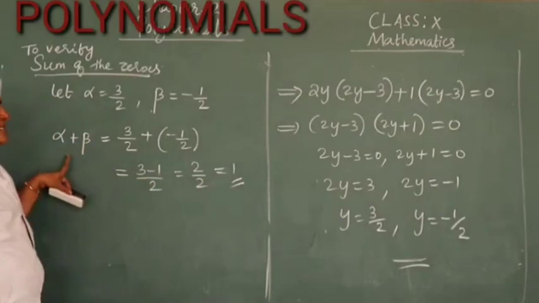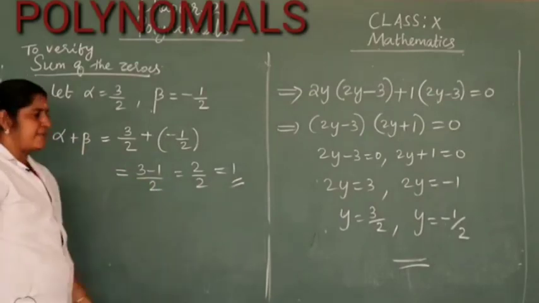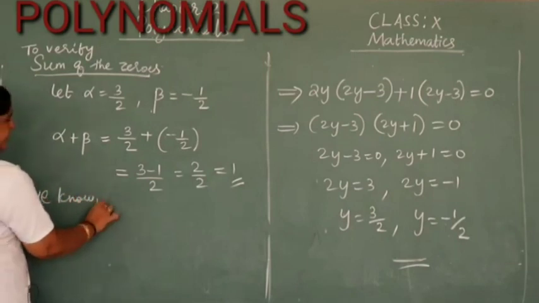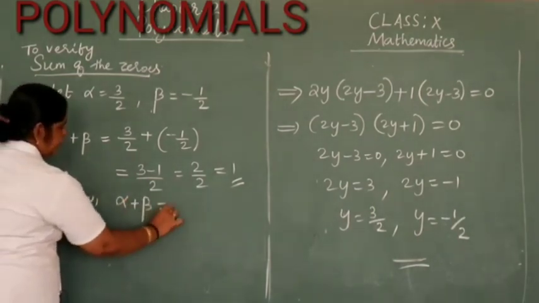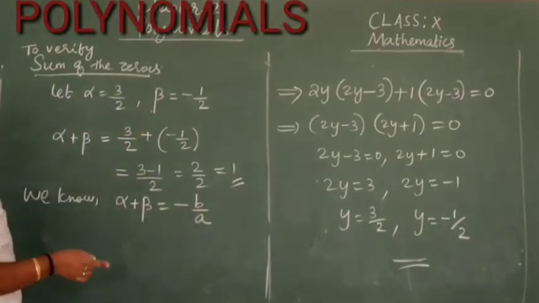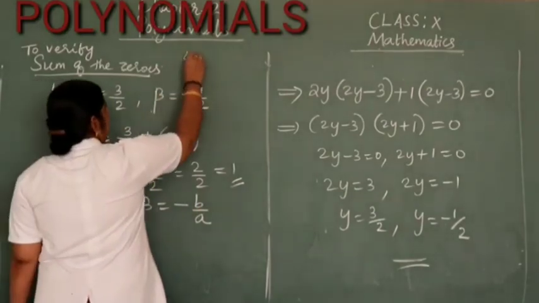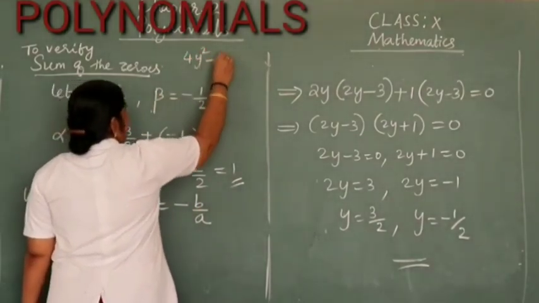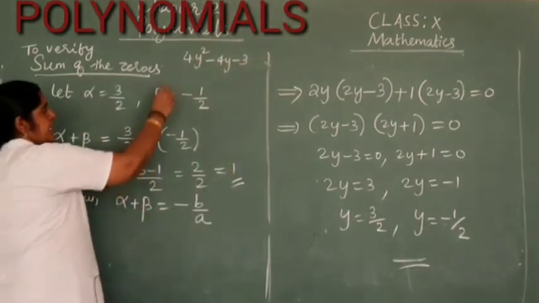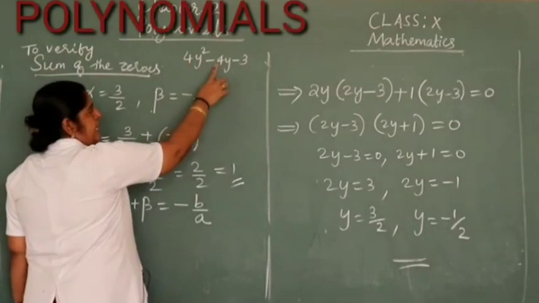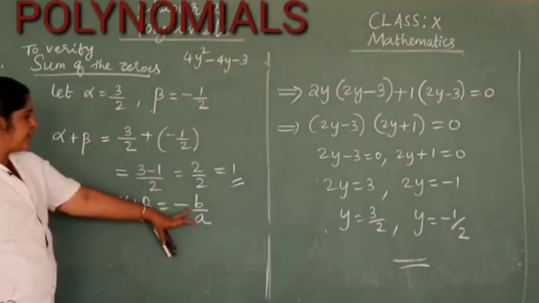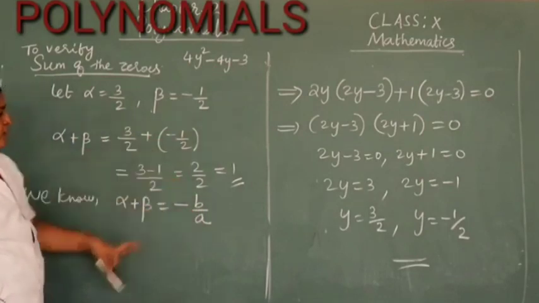Now we can verify this sum of the zeros using the relation we studied. By the relation we know alpha plus beta is equal to minus b by a. And our polynomial, you see the question, what is the polynomial? 4y square minus 4y minus 3. So here what is the a? Value 4. b is minus 4 and c is minus 3. So put the relation minus b by a and find out the answer.